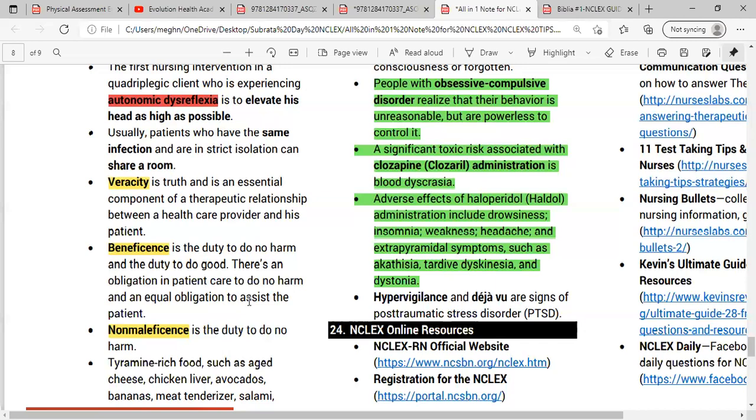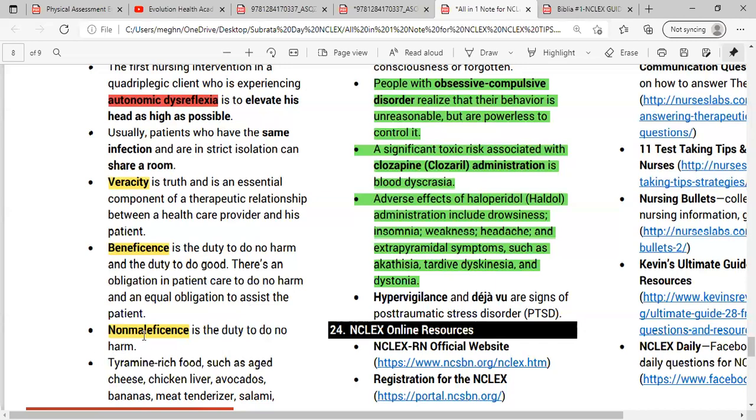An example of a beneficence action: a patient is continuously smoking, and you encourage them to stop smoking, or smoking cessation. This is good for the patient. This is beneficial. Or a patient is drowning in the swimming pool, you take them out and start resuscitation, CPR. This is good for the patient.